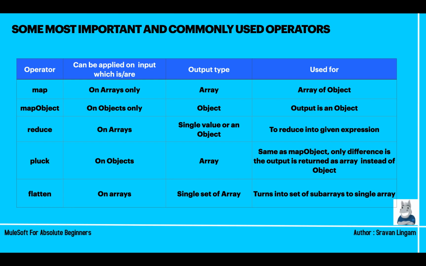And the last one, among the most commonly used operators, is flatten. Flatten can be applied only on arrays, and the output type is also a single array. Suppose you have two arrays, and you want to combine those two arrays into one single array, you can apply flatten. All right, so these are the most commonly used operators. Please try to understand on what type of inputs we can apply them. That is very important. And what type of output we will get, even that is very important. So let's get into hands-on.